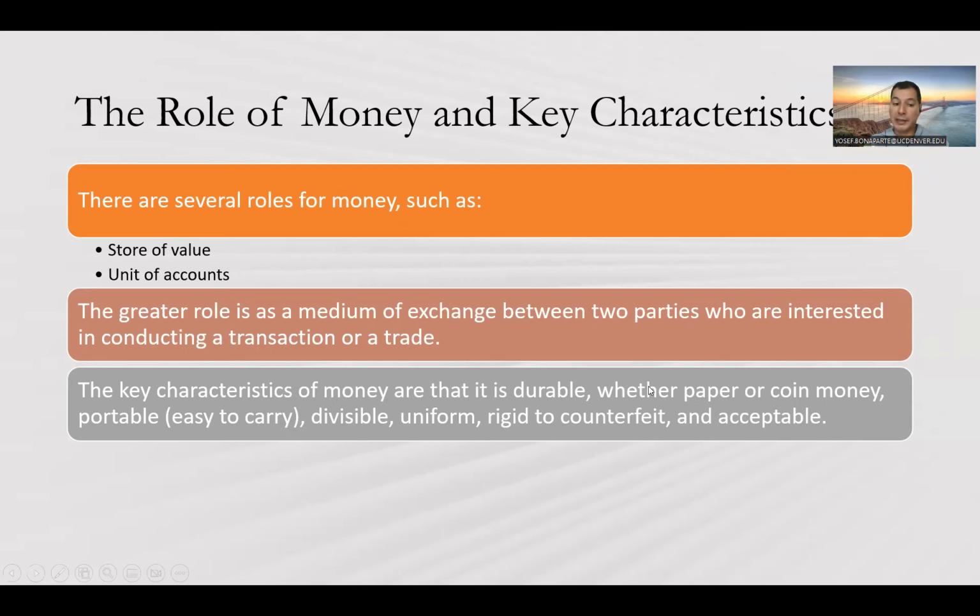Now, the key characteristics of money are that it's durable, whether paper or coin money. It's portable: you can move it from one place to the other. Divisible: you can save $15.30. And uniform, that means all Americans use it. If you live in a country, one currency.